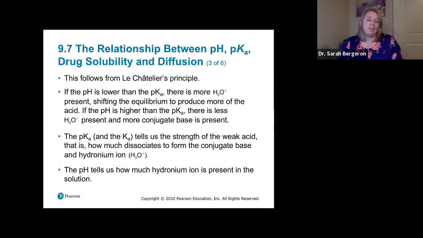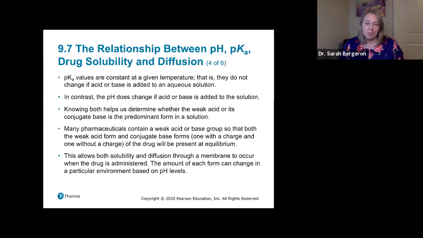So this fits with Le Chatelier's principle that we talked about before, right? If our pH is lower than our pKa, then we have more H plus, or hydronium, H3O plus, present, and that's going to shift our equilibrium to produce way more of the acid. But if we raise the pH to at or higher than the pKa, there's going to be less hydronium present and we're going to have more of the conjugate base present. So the pKa and the Ka tell us the strength of our weak acid and how much of it is really dissociating to form the conjugate base, right? Those two pieces of information are really important.